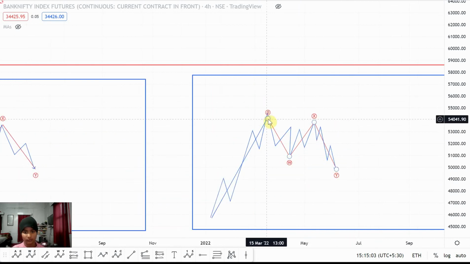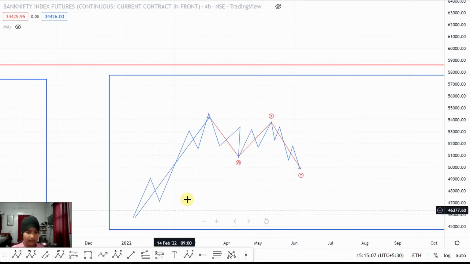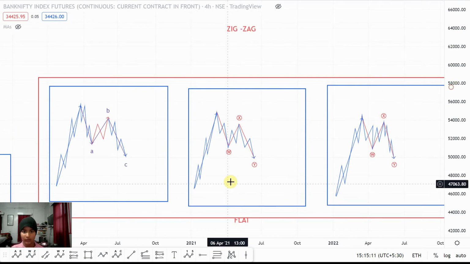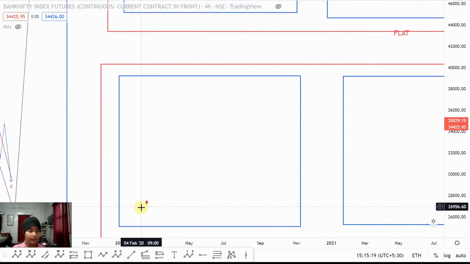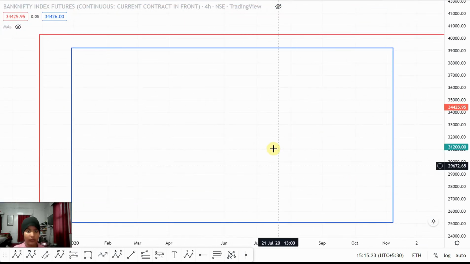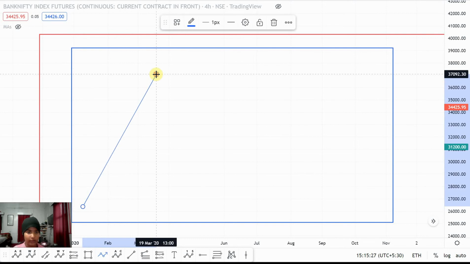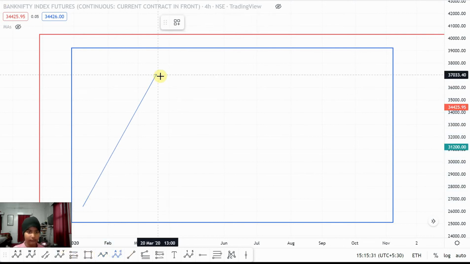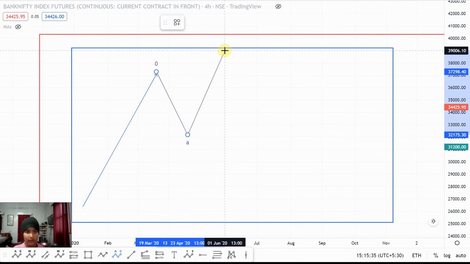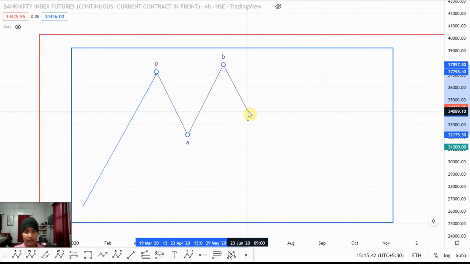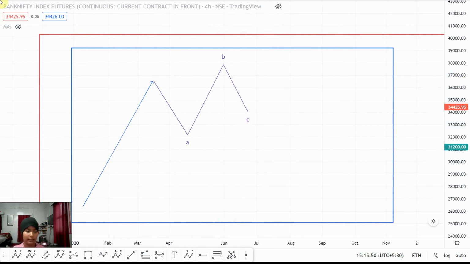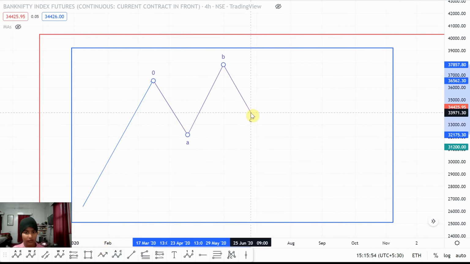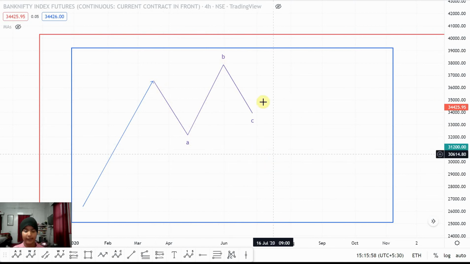So now let's come to our flats. So of course impulse, A, B, C. So this is a running flat. It may also be, instead of the running flat being ABC, our WXY.